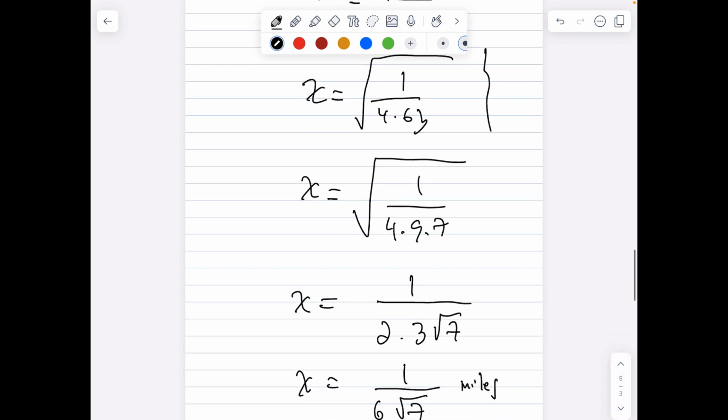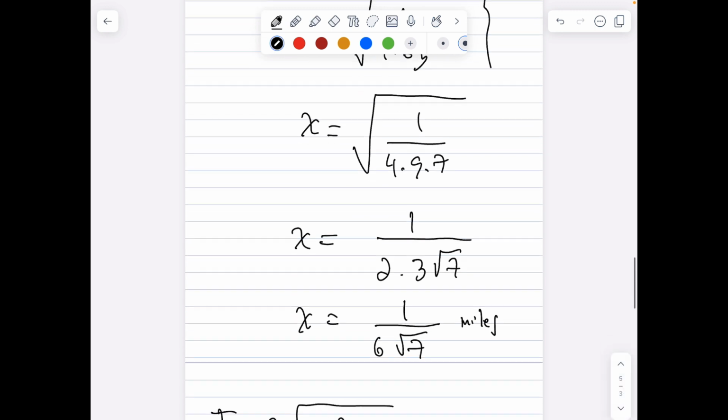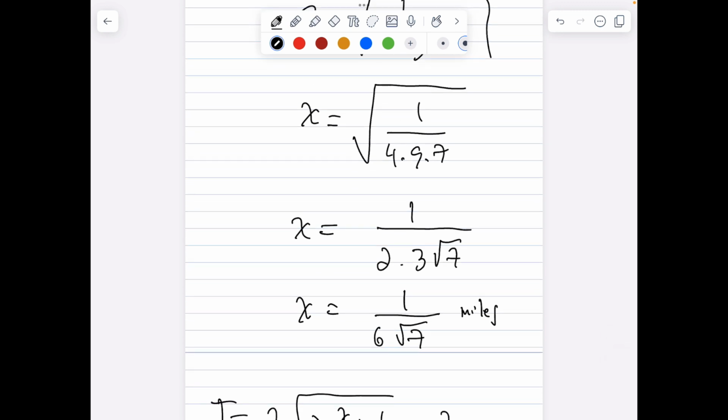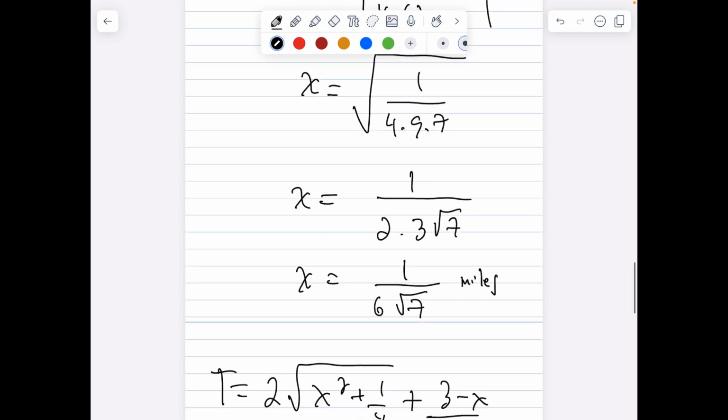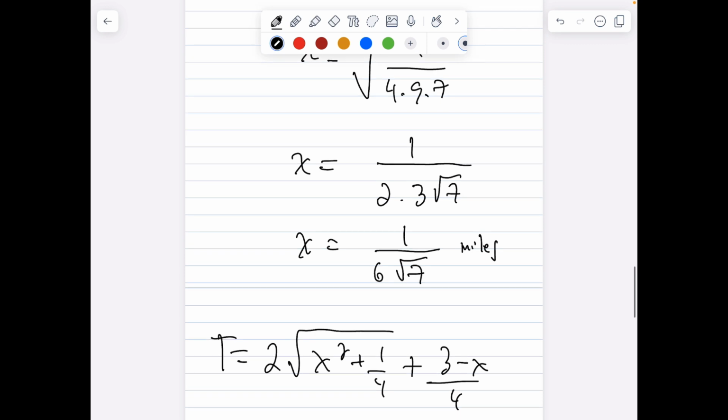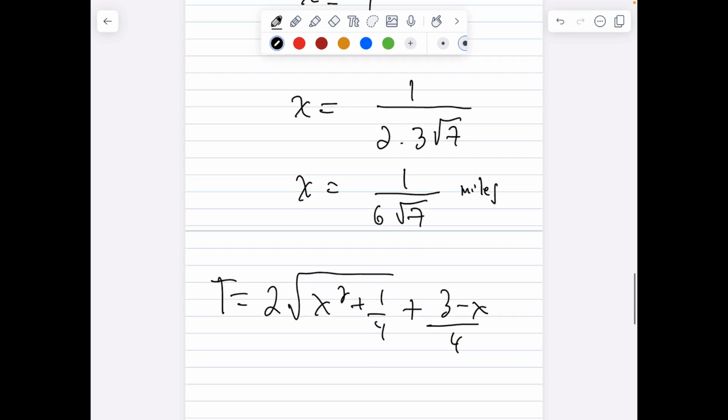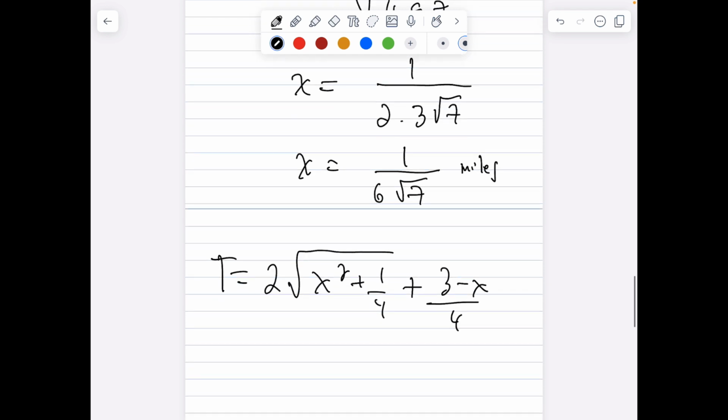So the square root of 4 is 2, the square root of 9 is 3. And that's why I'm doing this, so I can break this further down. So you get 1/6 root 7. And this was a distance. Recall x was a distance away from the point directly across from you. So 1/6 root 7 miles.